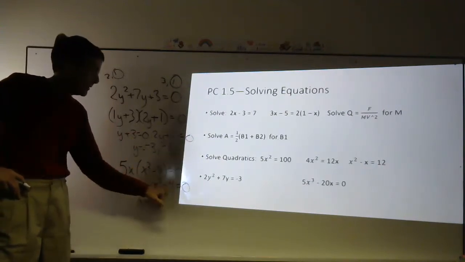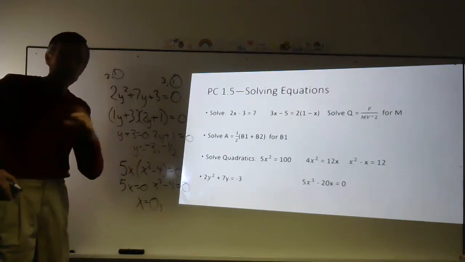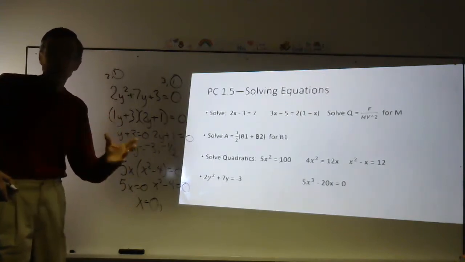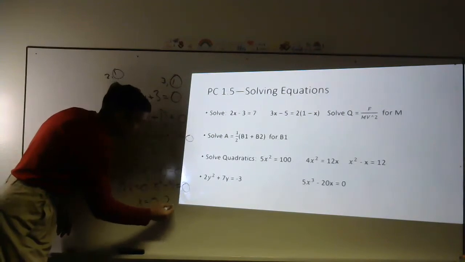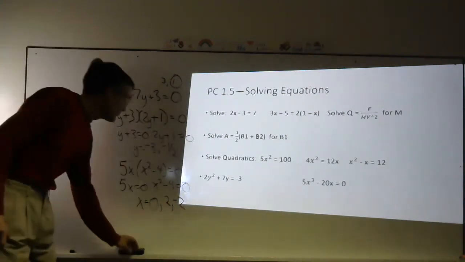Okay? But if you're thinking about factoring here, you could also do difference of 2 squares. X plus 2 and x minus 2. When you solve x plus 2 and x minus 2 equals 0, you're going to once again get 2 and negative 2. Okay? All right.